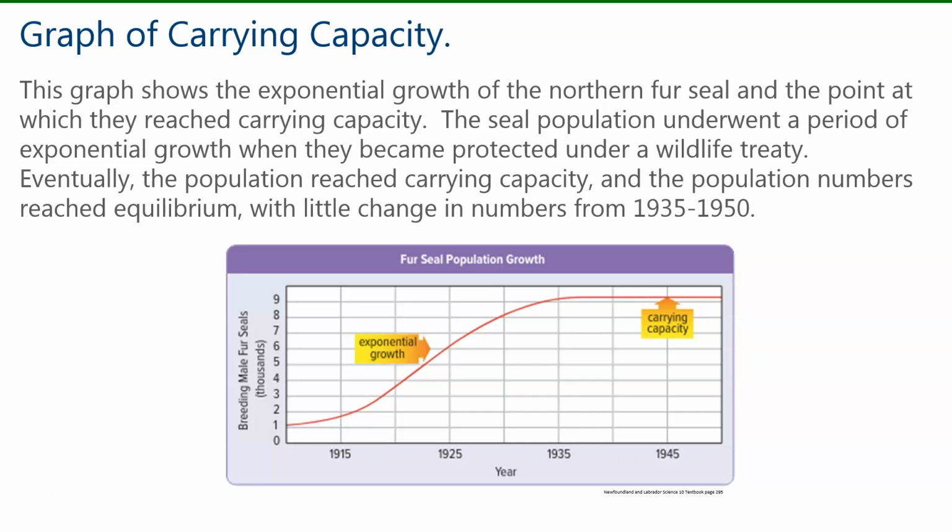So the seal population underwent a period of exponential growth. We can see that in the first part of the graph. This happened when they became protected under a wildlife treaty, which means they weren't allowed to be hunted. So their population numbers went up because there was a reduction in predation. Eventually, though, the population reached carrying capacity. We can see that in this part of the graph where we have the flat line. So here, the population numbers reached equilibrium. There was a similar amount of deaths and births every year. There were little changes in the numbers once carrying capacity was reached, and this is in the years from 1935 to 1950.